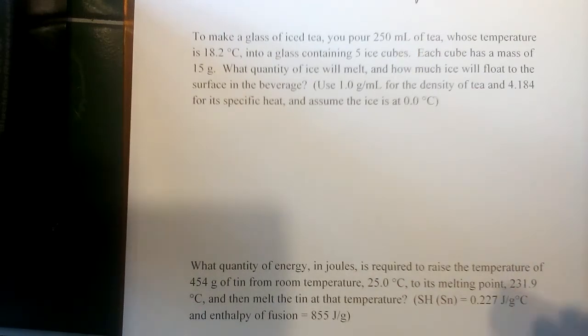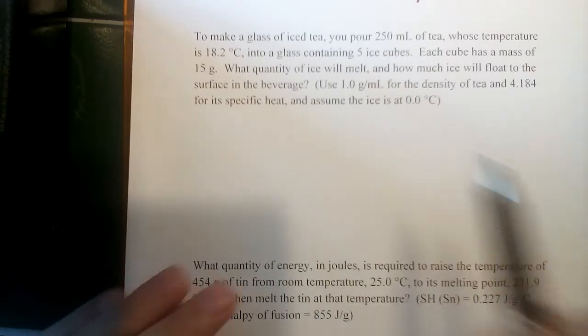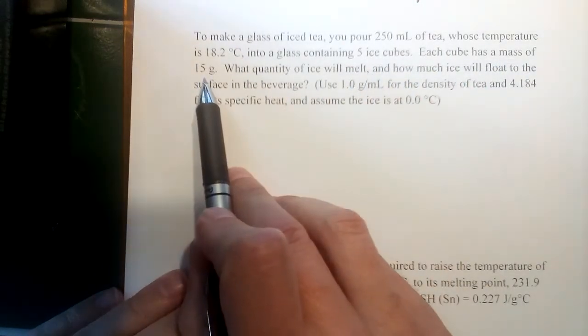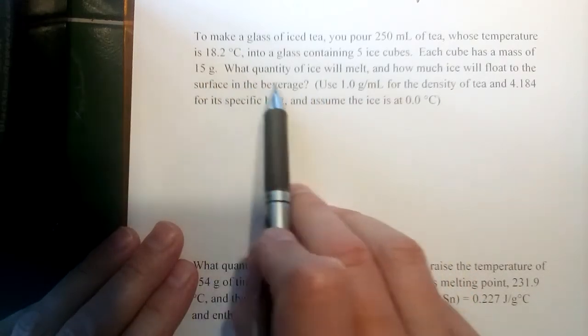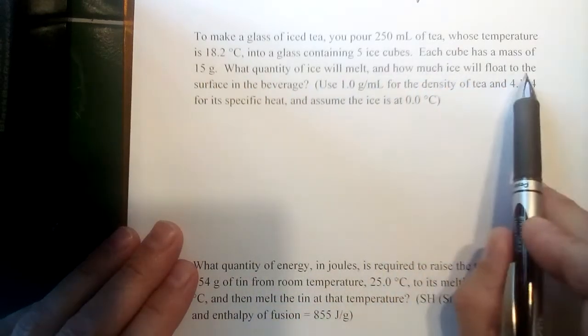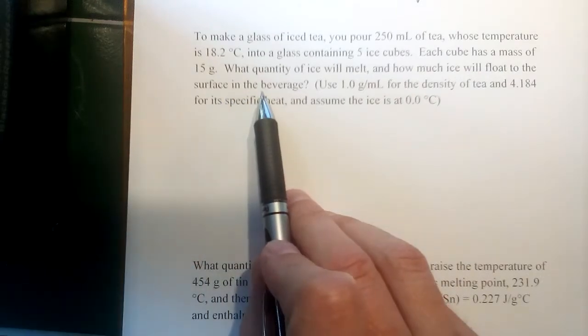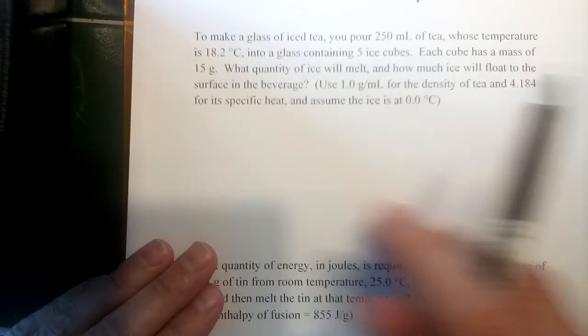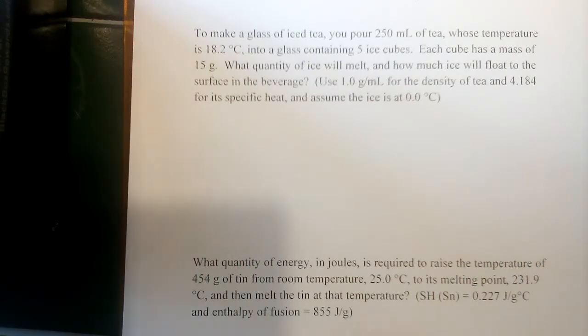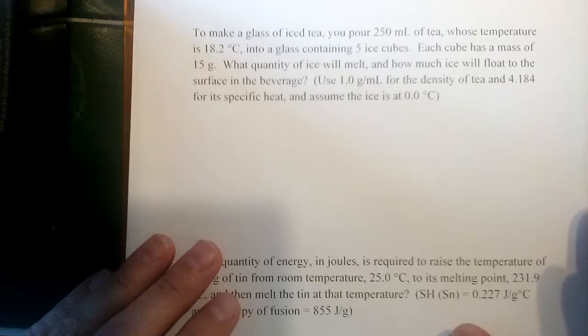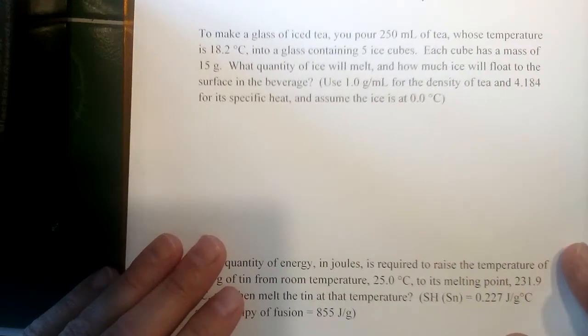So we should think about the amount of heat that flows out of the tea is going to equal the amount of heat that goes into the ice. That's going to be important for solving this problem. Now, 5 ice cubes, each is 15 grams. That would be a total of 75 grams of ice. We want to calculate what quantity of ice will melt, how much of the ice will float to the surface in the beverage. So the problem is telling us some of the ice is going to be left over. And what that means is that the tea and the ice are going to reach a point where they're at the same temperature. And since the ice is at 0 degrees C, that would be at 0 degrees C.